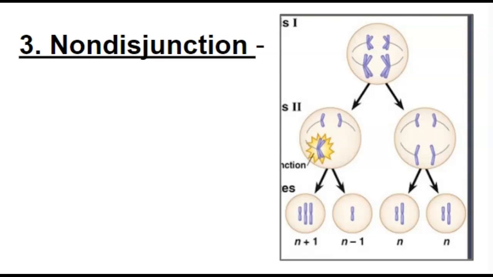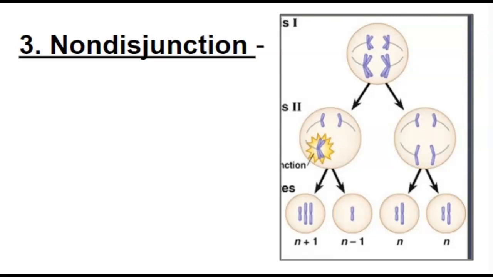We've talked about independent assortment, where the chromosomes can line up in different arrangements. We've talked about crossing over, where the chromosomes can swap pieces. And we have a third way. This is a way that we don't technically want to happen, but it happens sometimes, and it can create complications, and it's called non-disjunction.